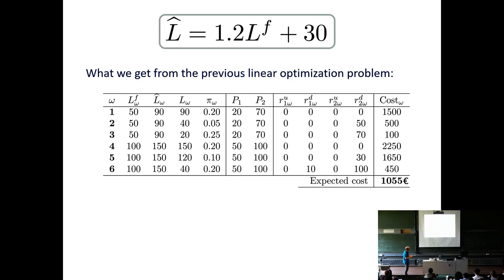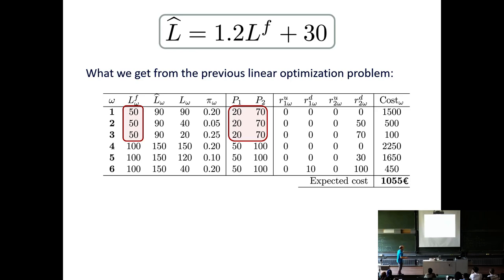We managed to get what we wanted. You see, if the context is the same, the dispatch is the same, it doesn't change. If the context is 100, the dispatch is 50, 100. If the context is 50, it's always 20 and 70. The mathematical program is doing what we are asking it to do. But there is still something here. If we look at this, you're not minimizing that cost.